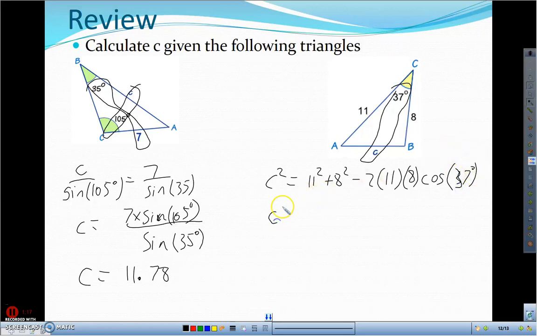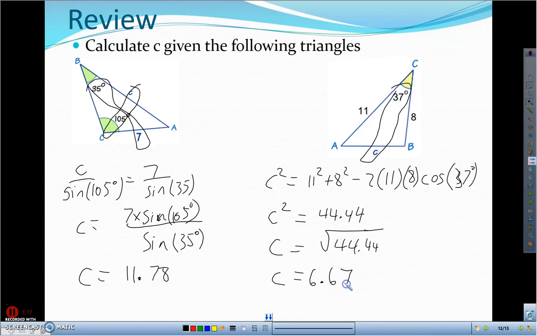And if I were to put this into my calculator, c squared is equal to 44.44. As an approximation, c is equal to the square root of 44.44. C is equal to 6.67 rounded. That's a quick review.